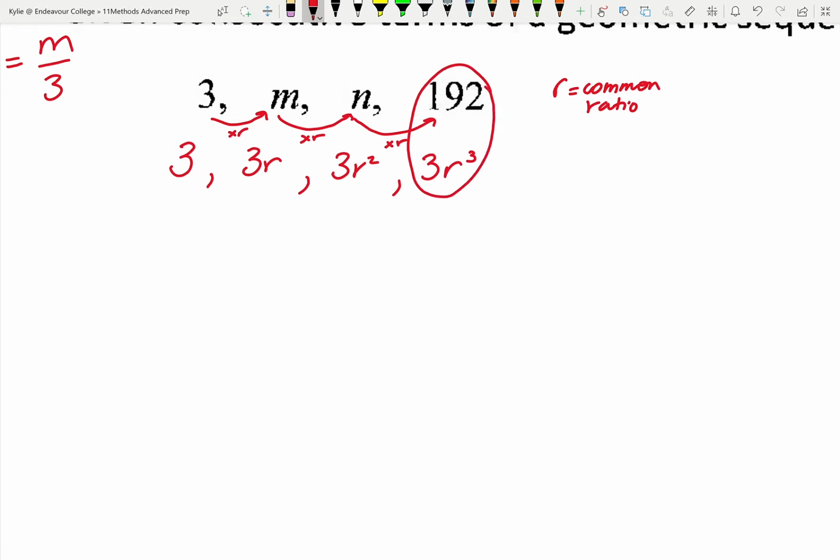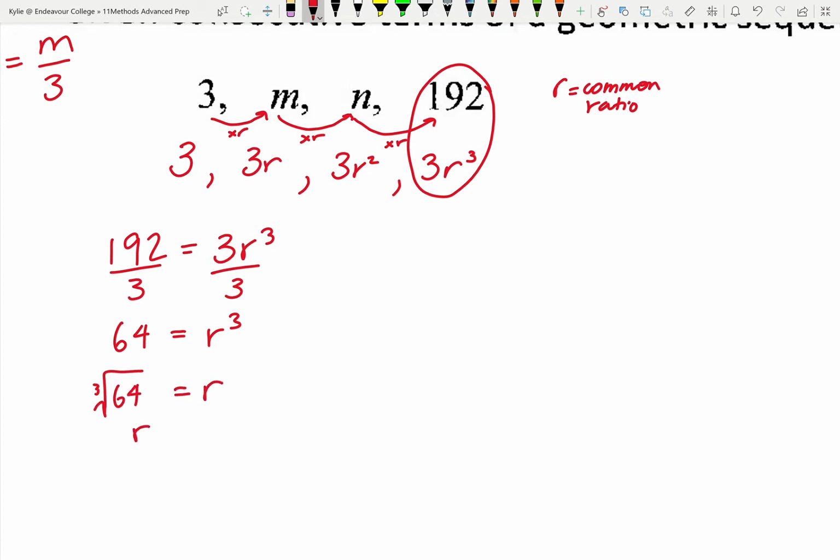And it's this little piece of information that we're going to rely on here. So 192 equals 3R cubed. One equation, one unknown, we can solve for R. We divide by 3 on both sides and we get 64 equals R cubed. And then we take the cubed root of 64 and that gives us R. So R equals 4. On your calculator, there is a special button for cubed root, or the other way you can do it is type into your calculator 64 to the power of 1/3, and that will give you the answer. So R is going to be equal to 4.